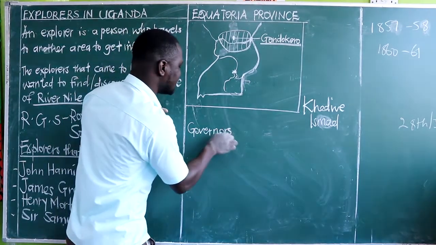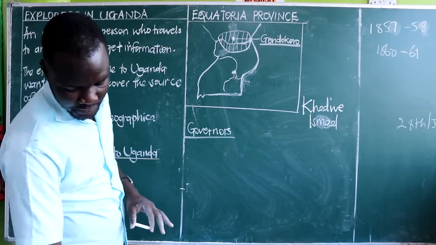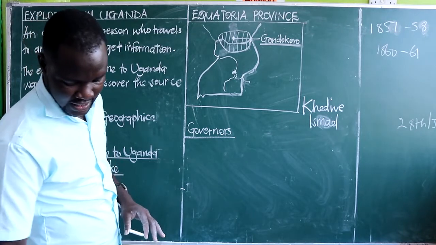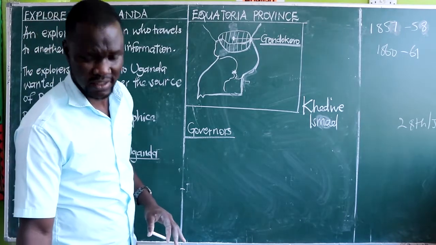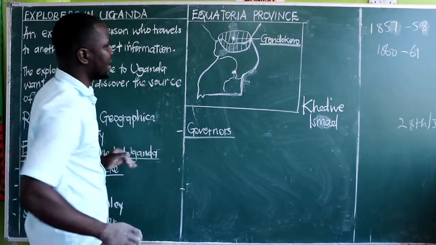Governors. They were the ones that Egypt was trying to use to help them to rule Uganda. We take this to page 22 in our workbooks. You have seen it there.